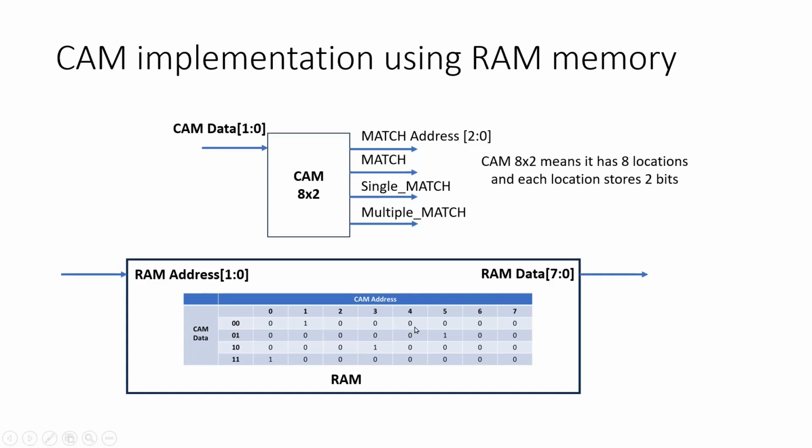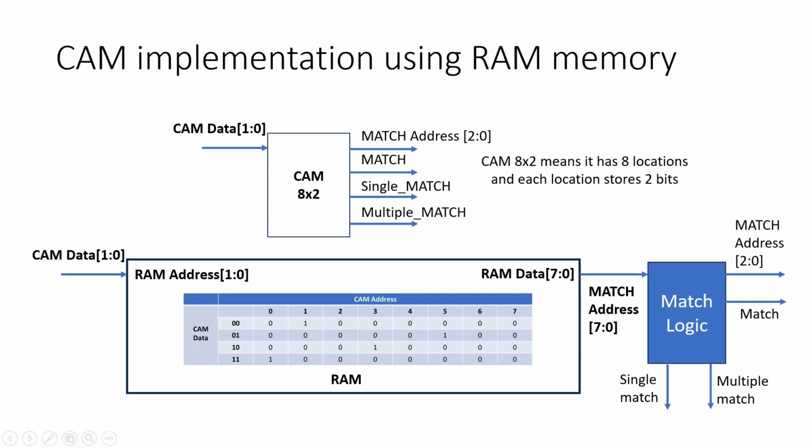Now how to access each location of a RAM? We need address lines. How many address lines? 2 address lines. If I select 0, 0, it will select this location. If I select 0, 1, it will select this location, and so on. Now friends, we are very close to the CAM implementation.